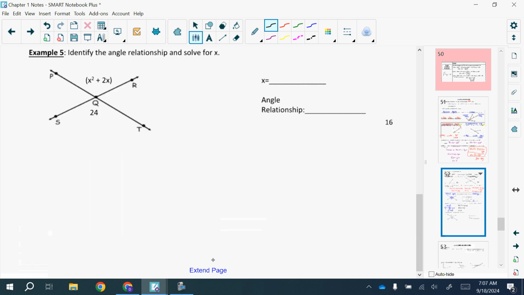Let's look at example 5. It says identify the angle relationship and solve for x. So these two are vertical angles. They're non-adjacent. So we can set them equal to each other and solve.